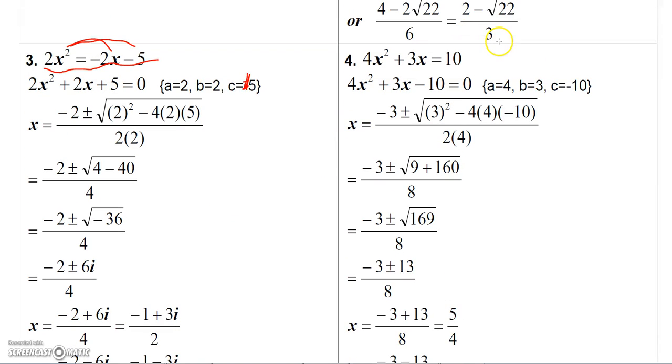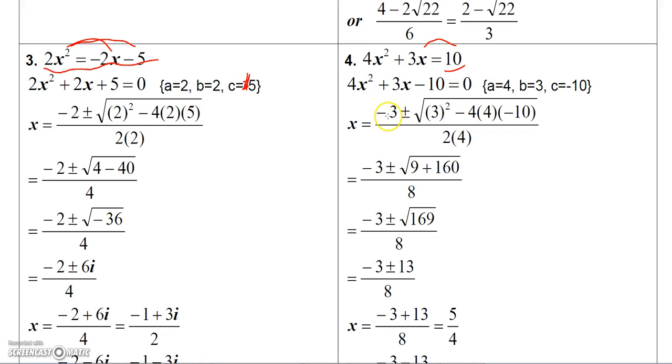Okay, now here's another one that's not written in standard form. So basically, you just take this 10 and move it over to the other side, and it becomes minus 10. And now your a is 4, your b is 3, and your c is negative 10.